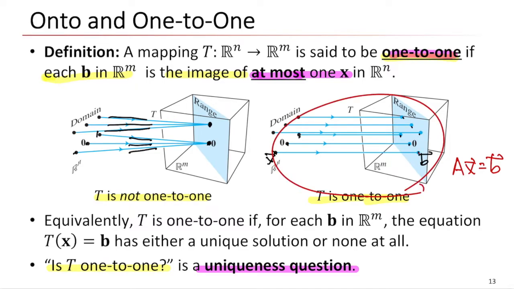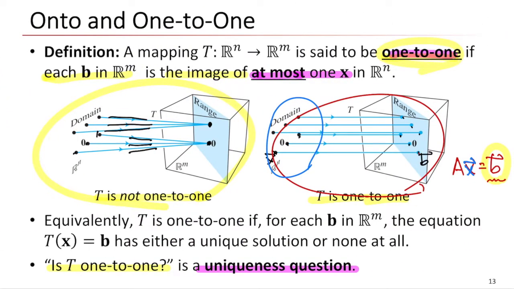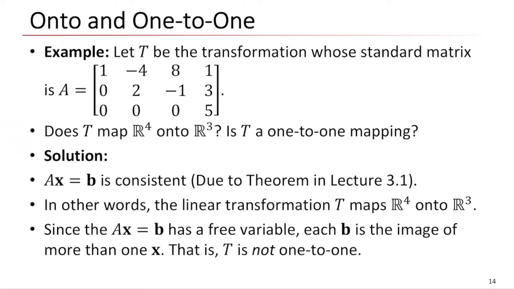In this case, for an arbitrary vector b, there is only a single solution x from the domain, right? But what about the left image? There are so many output x for each b. So this is related to the uniqueness question. Okay, so this is the concept of onto and one-to-one, right?